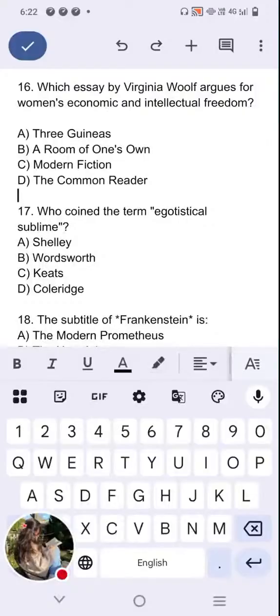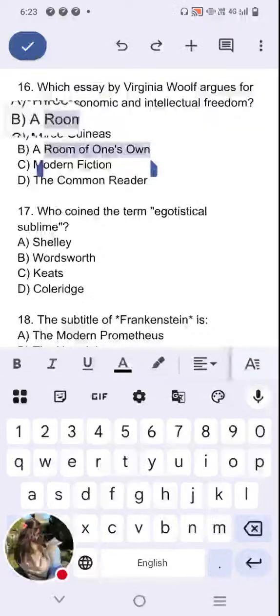I already said the most popular line is a woman needs money and a room of her own to write fiction. And as I said earlier, this particular essay introduces us to Judith Shakespeare, the fictional sister of William Shakespeare. The right answer is A Room of One's Own.